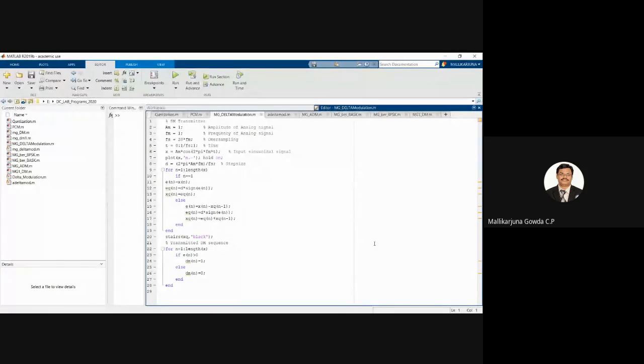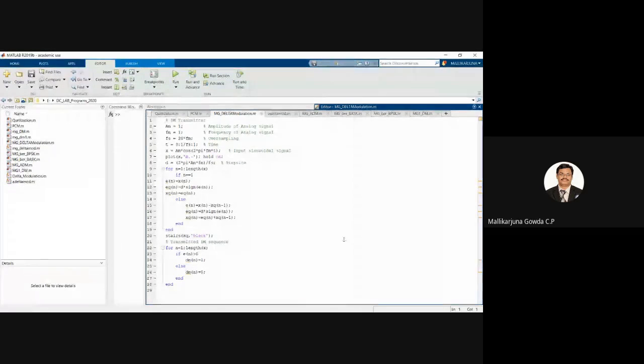Yeah, I hope my screen is visible now. This MATLAB code. Yes, sir. Yeah. Yes, sir.